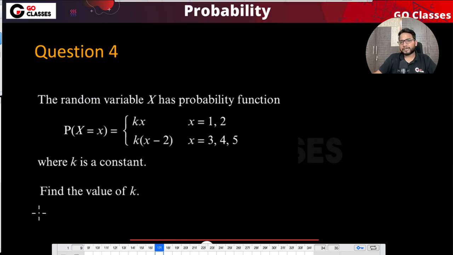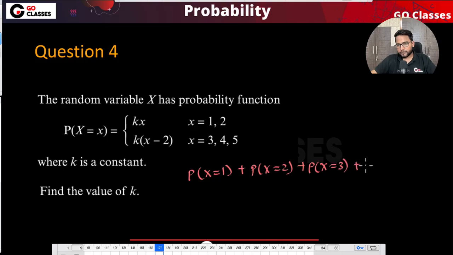This question is saying the random variable x has a probability function which looks like this, where k is a constant. Now they're asking you to find the value of k. So how to solve this kind of question? They have one unknown, which is k, and they're asking you to find its value. What you can do is add all the probabilities: probability of x being 1 plus probability of x being 2 plus probability of x being 3 plus, sorry, x being 4 and x being 5, right? All these probabilities should add up to 1.